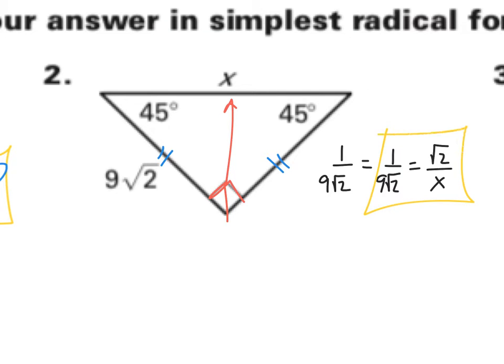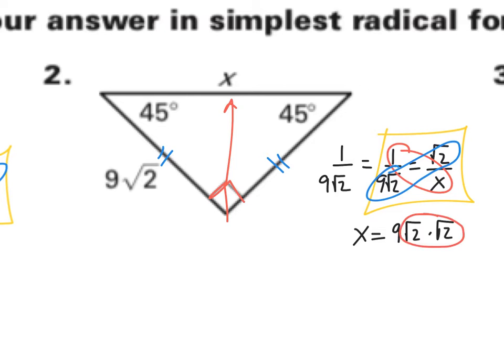I'm going to grab a proportion and cross multiply. 1 times x equals 9 square root of 2 times the square root of 2. In this case, I want to take the square root of 2 times the square root of 2, which gives me, I'll write it like this, the square root of 4. And so x equals 9 times 2, which is the square root of 4. And so then x equals 18.